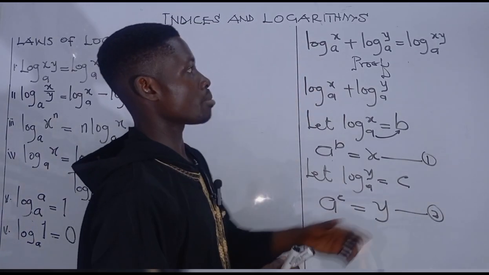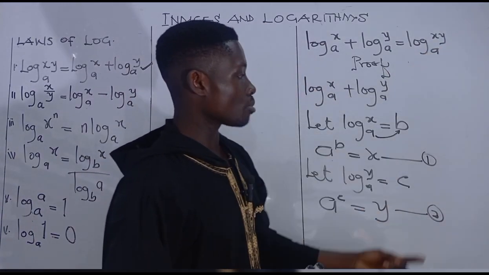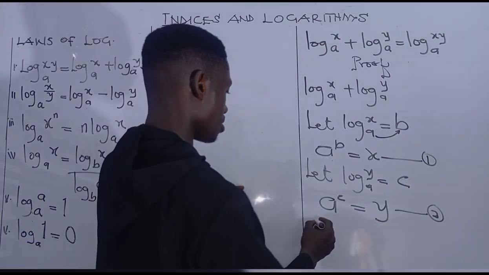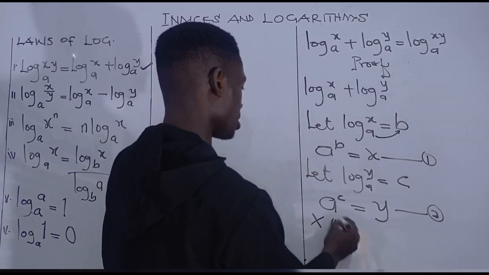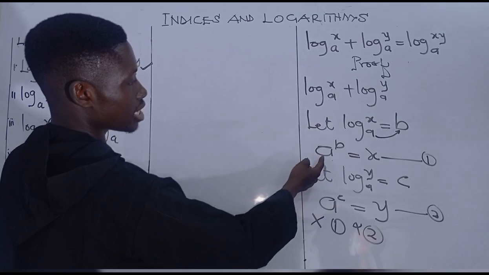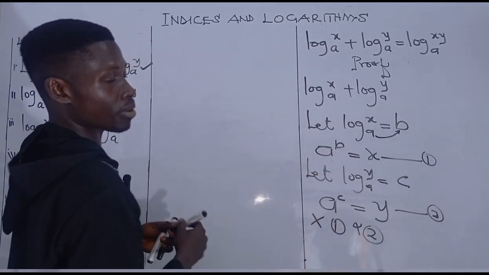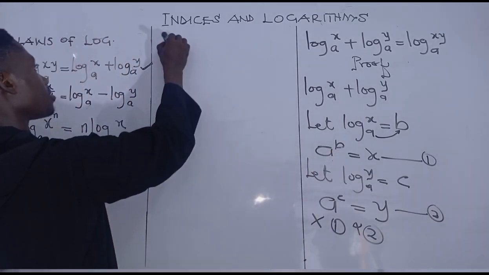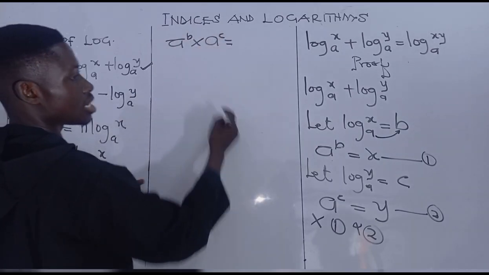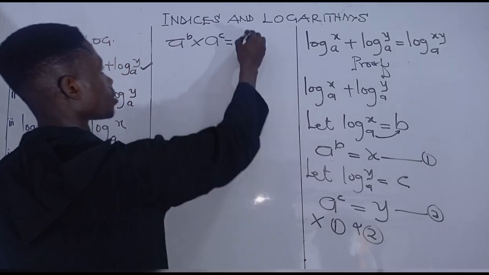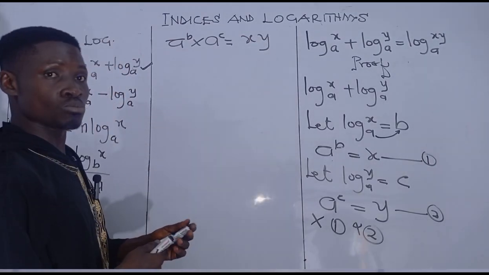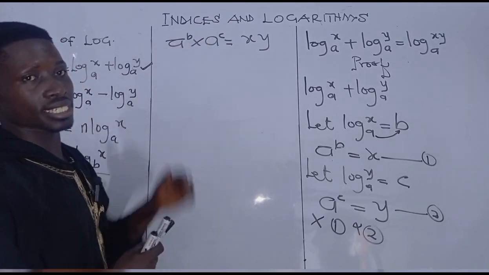Now since we are talking about multiplication, let's multiply equation 1 and equation 2. So we have a raised to the power b times a raised to the power c, and then we have x times y, which will give us xy. Now let's move back and remind ourselves of indices.